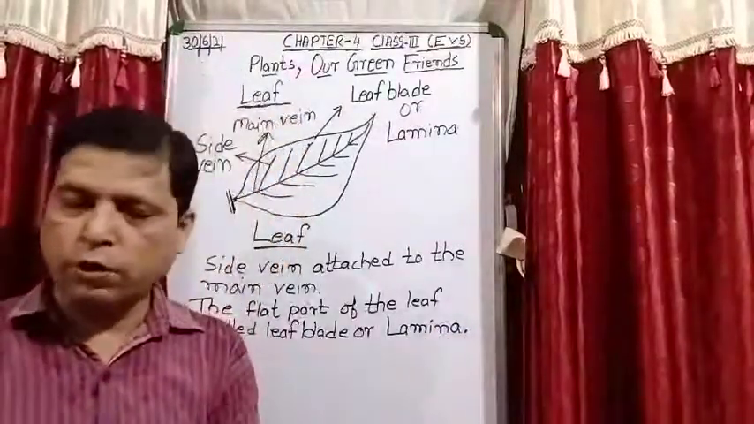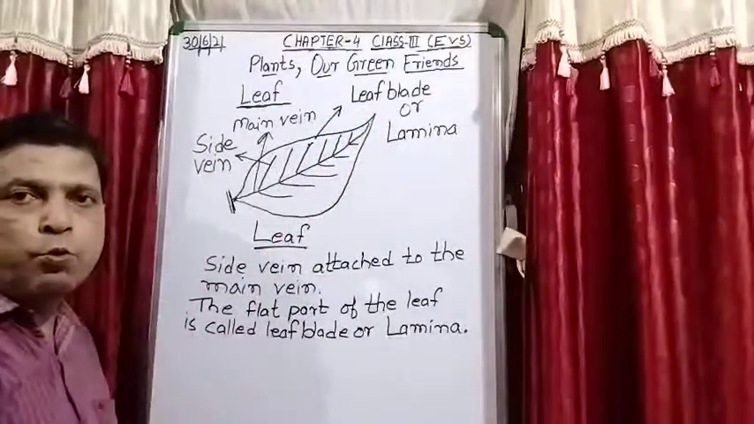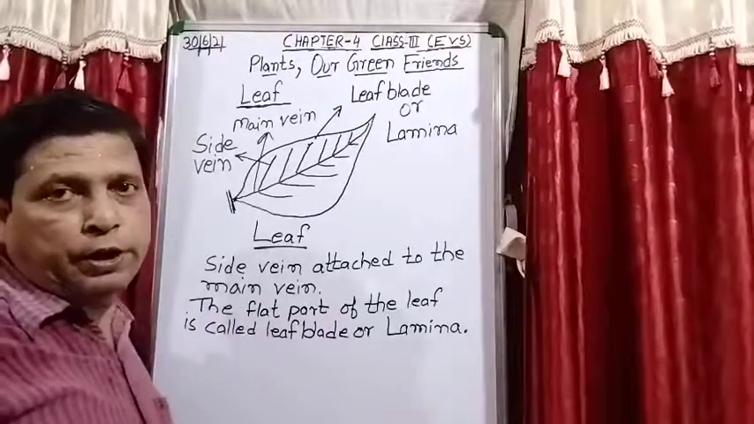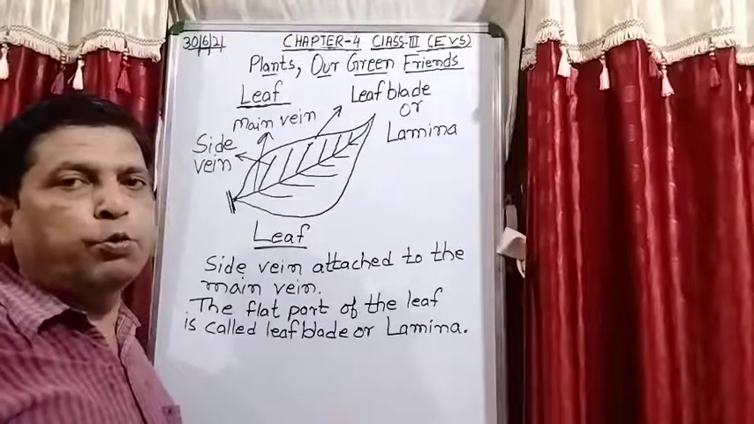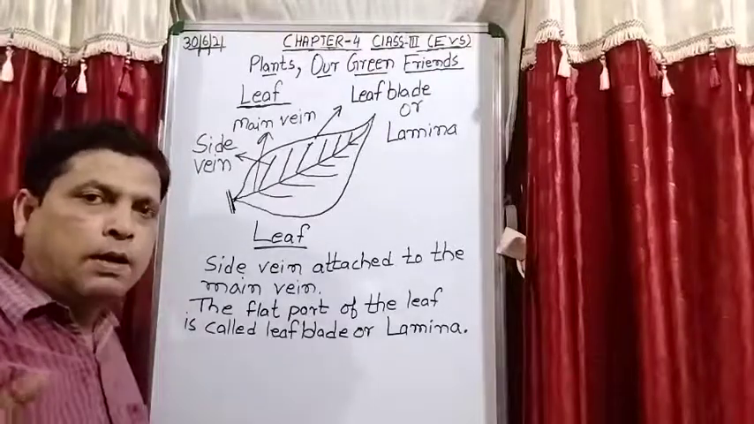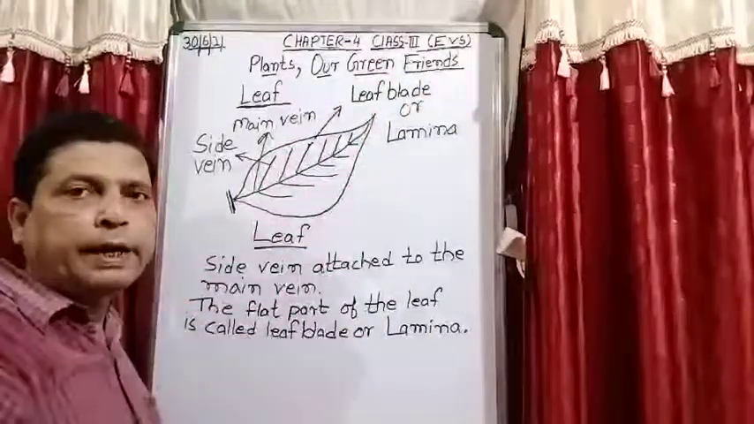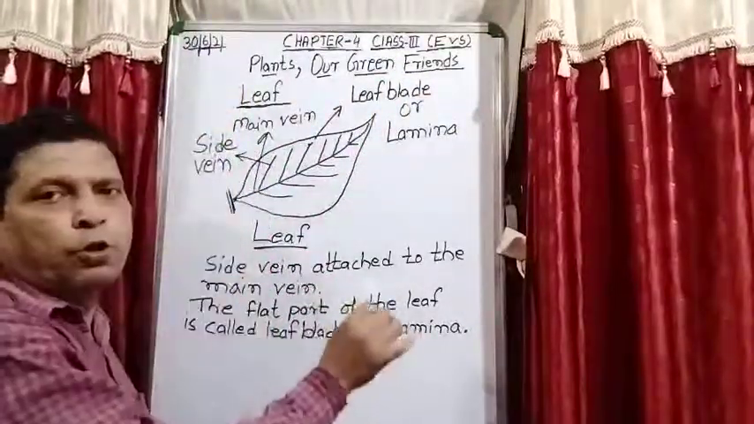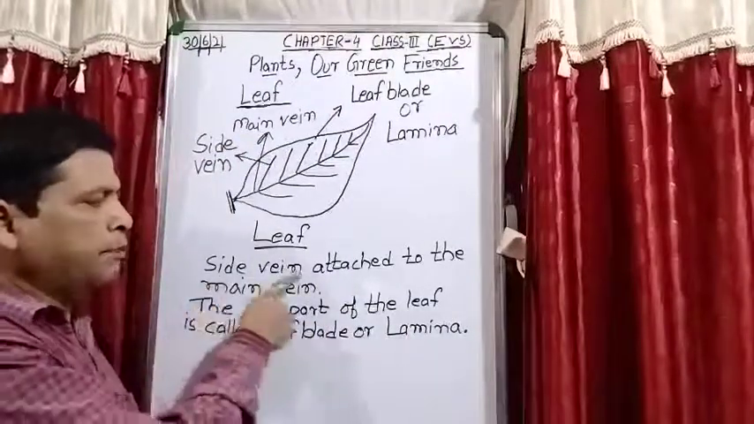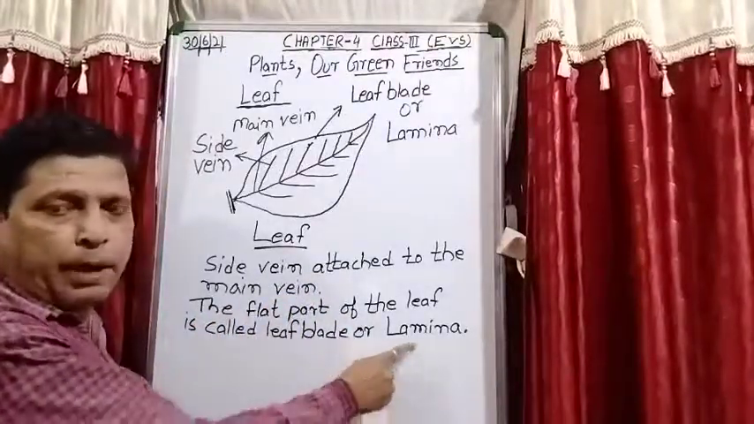Is it clear? So this flat part, what I explained to you in the leaf, that I have written on the board also. If you want to underline it in your book, because this is very important, ठीक है? Or if you don't want to underline this in your book, then in an EVS rough copy you will write chapter name Plants, Our Green Friends, and in that you will write the date of the video and the structure of a leaf. You will write these points. Side veins attached to the main vein, or the flat part of the leaf is called a leaf blade or lamina.